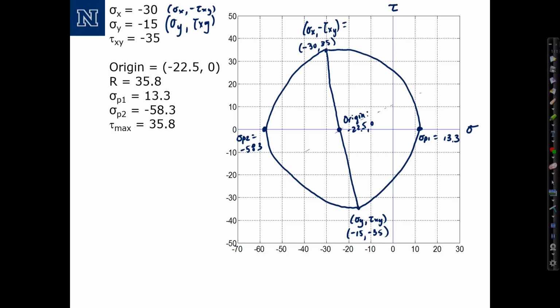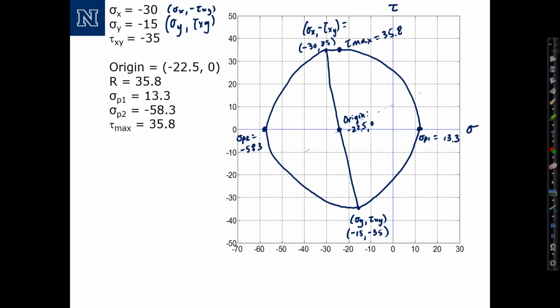The maximum shear, 35.8. That should occur at the top and the bottom of the circle. I'll just plot the one at the top. Tau max equals 35.8. By inspection, that looks to be about right, and that's very close to the starting stress state.